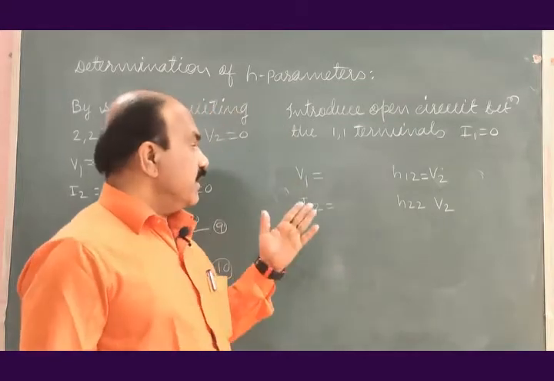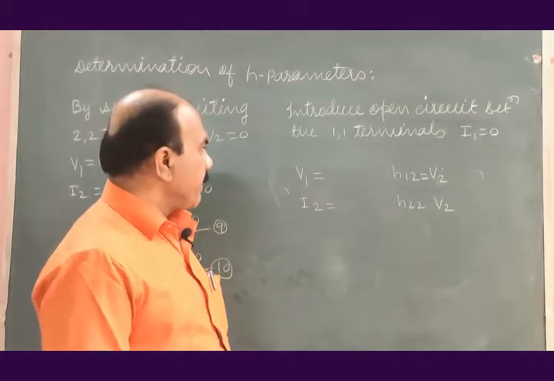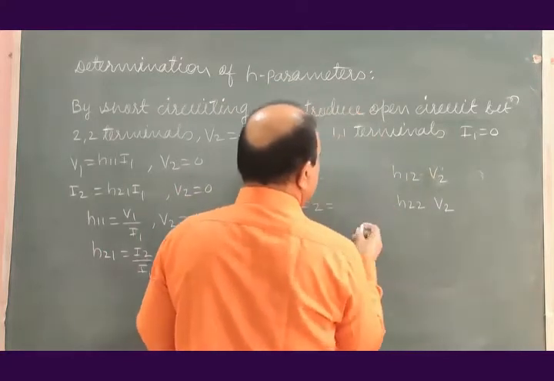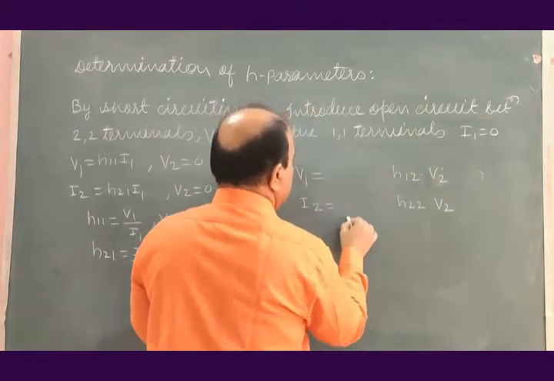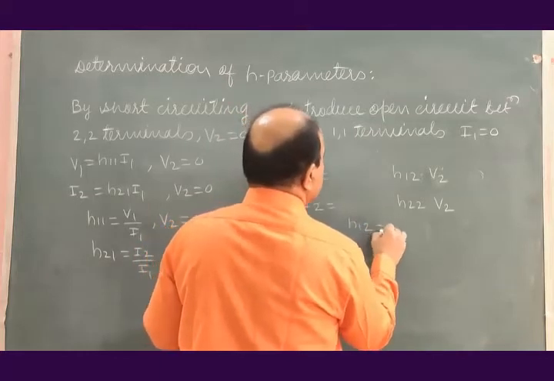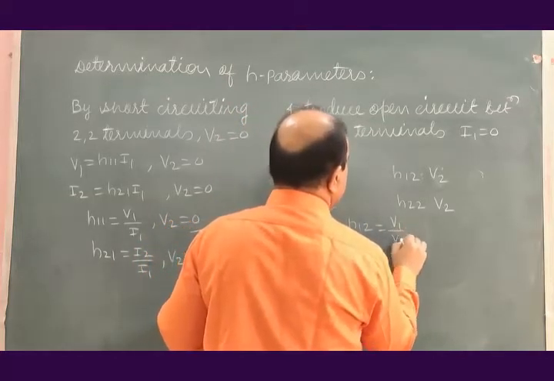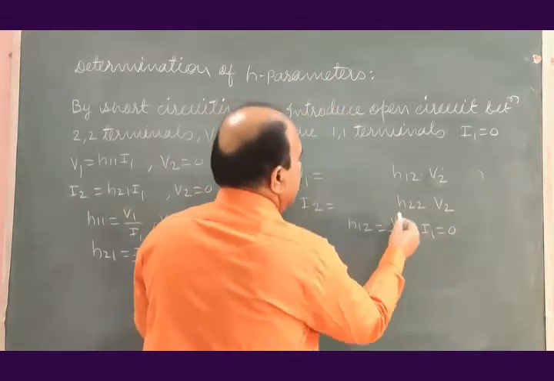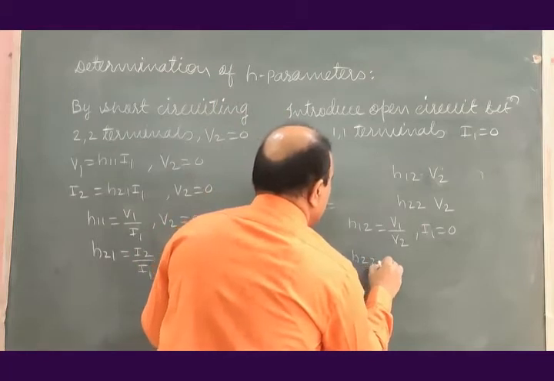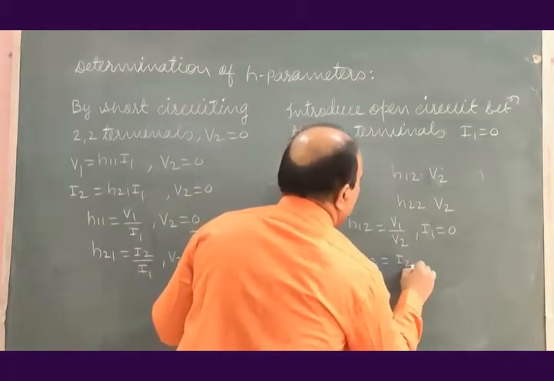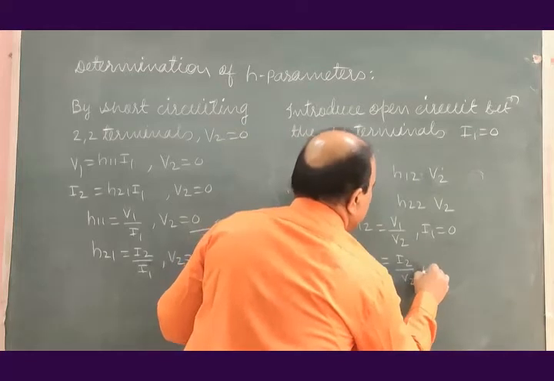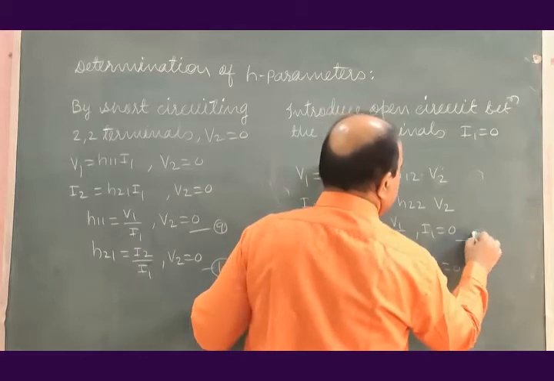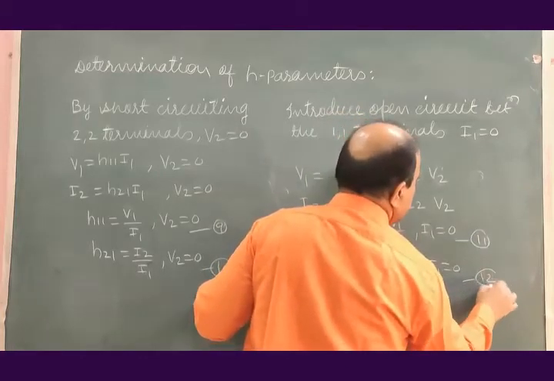Okay, we're talking about this. This H12 will be from this equation. H12 is equal to V1 divided by V2 when I1 is 0, and H22 is equal to I2 by V2 when I1 is 0. It may be taken as equation 11, it can be taken as equation 12.